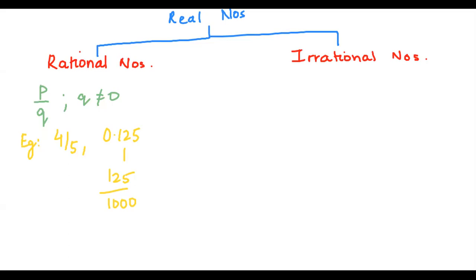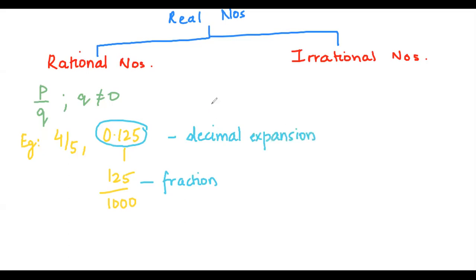So let me tell you this part here itself. This is called a fraction, right? This is basically a fraction, and this notation is what is called the decimal expansion. You might see this word frequently in this chapter, which is decimal expansion, right?